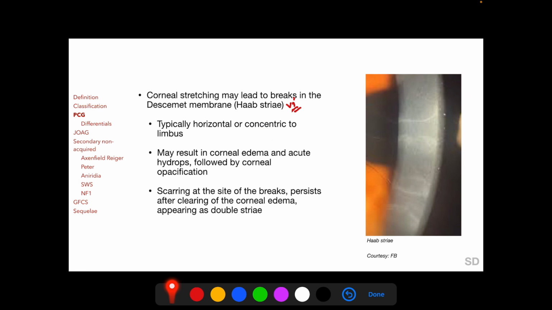And following a break in the Descemet's membrane, there will be corneal edema or acute hydrops, followed by corneal opacification. Scarring occurs at the sites of these breaks in the Descemet's membrane and can persist even after clearing of the corneal edema and appear as double striae, as seen here in this photograph.